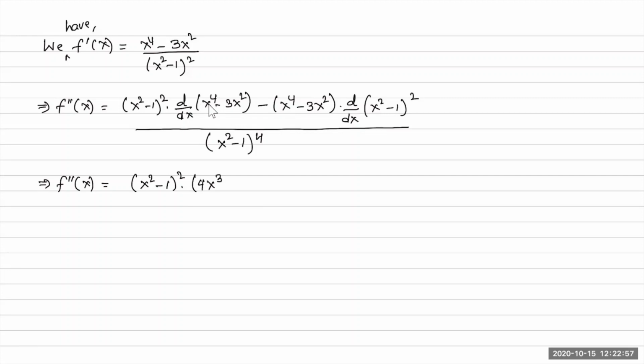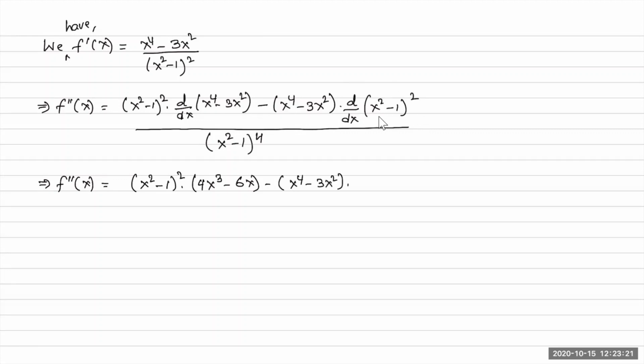4x cubed minus, over here 3 is a constant multiple, it will stay there, and we find the derivative of x squared using the power rule. So 2 will come down, multiply with 3, that will be 6, and here we reduce the power by 1, so that will be 6x. Then minus, we have x to the 4 minus 3x squared.